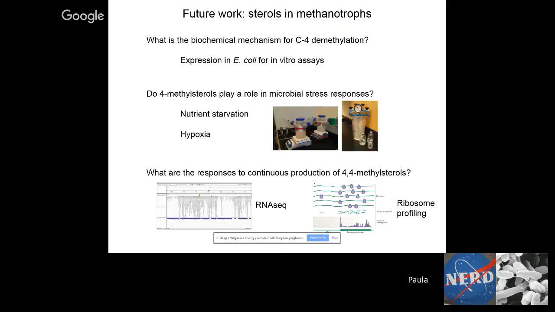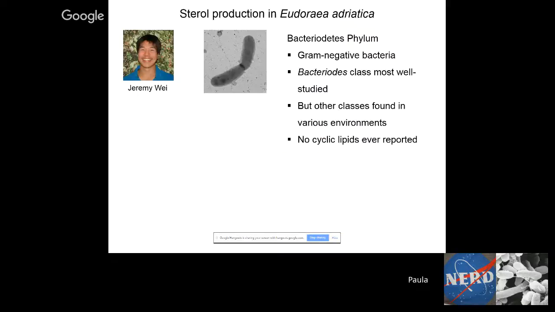Okay, so that's all I have to say about sterols. I kind of want to go off on a tangent now and talk a little bit about Eudoraea adriatica, the second story that came out of this sterol pathway survey that we did. Jeremy was responsible for testing this organism for sterol production.